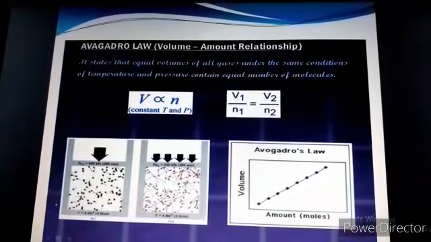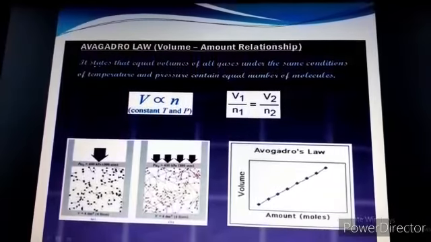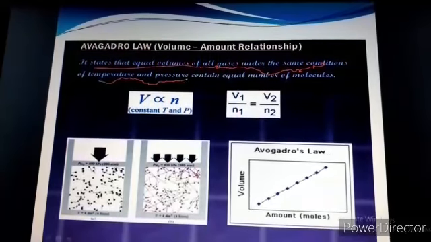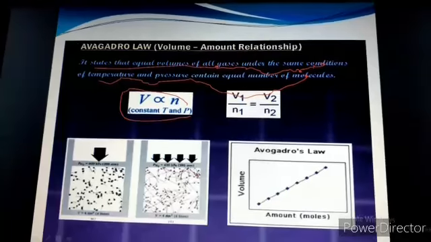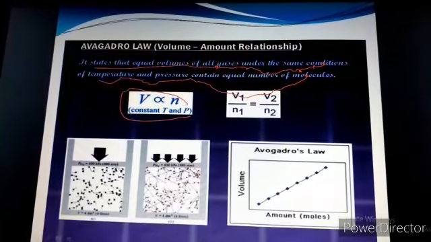Avogadro's law, which we already discussed in the first chapter. It is a relationship between volume and amount of gas. It states that equal volumes of all gases under the same conditions of temperature and pressure contain an equal number of molecules, meaning V is directly proportional to n at constant temperature and pressure, or V1 upon n1 equal to V2 upon n2. That is, if we take 1 liter of oxygen or 1 liter of nitrogen at constant temperature and pressure, both have the same number of molecules, both have the same amount of gas.